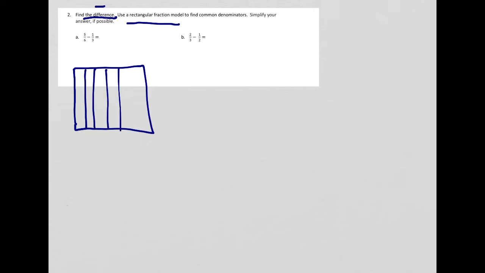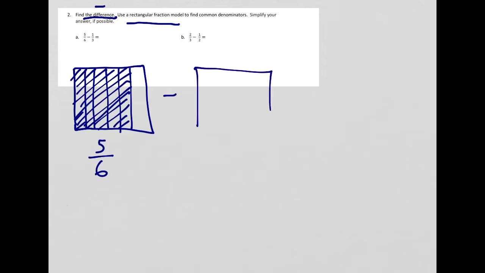5/6 minus 1/3. Just like when we add, we're going to start by representing them with a model. So I'm going to do 5/6 by first breaking it up into sixths because the denominator is 6. So 1, 2, 3, 4, 5. And I'm going to try to lightly shade this in. When you're doing it on your paper, it'll be easier to shade with your pencil. So this represents 5/6. And then I'm subtracting 1/3.